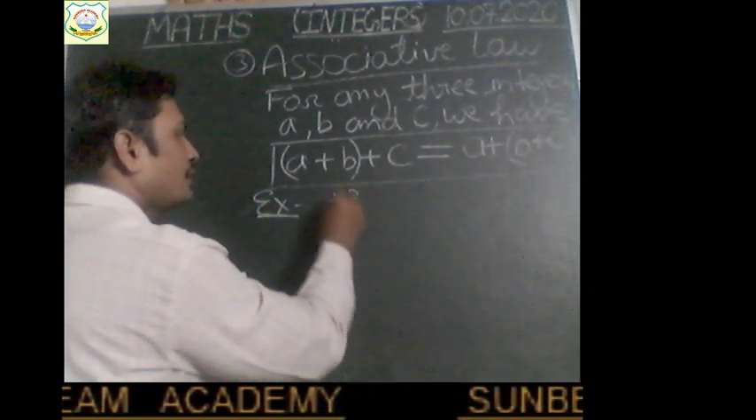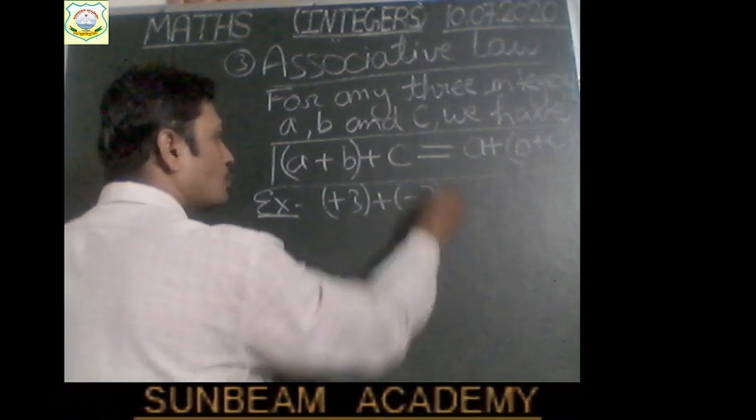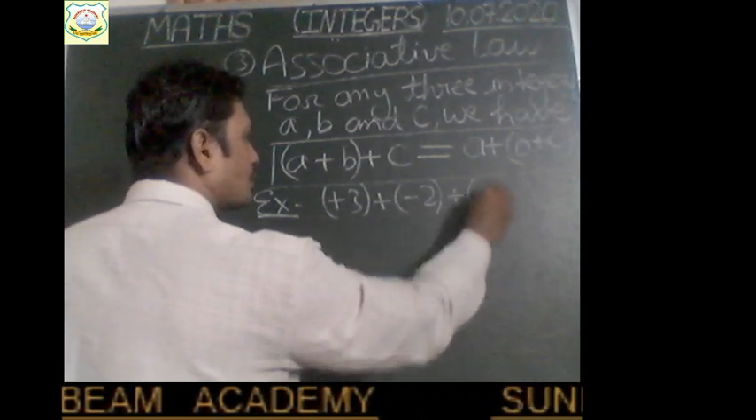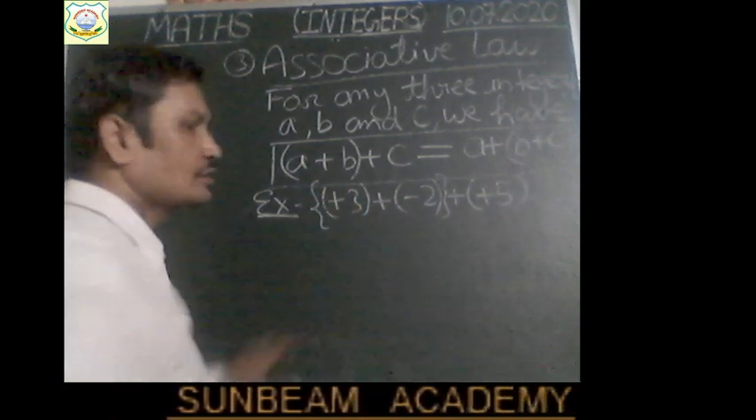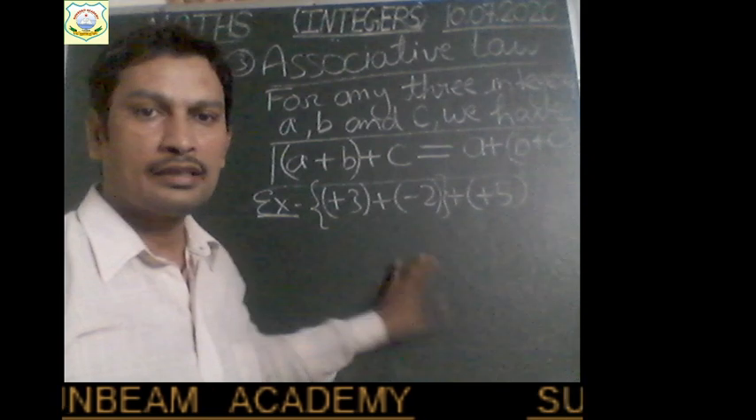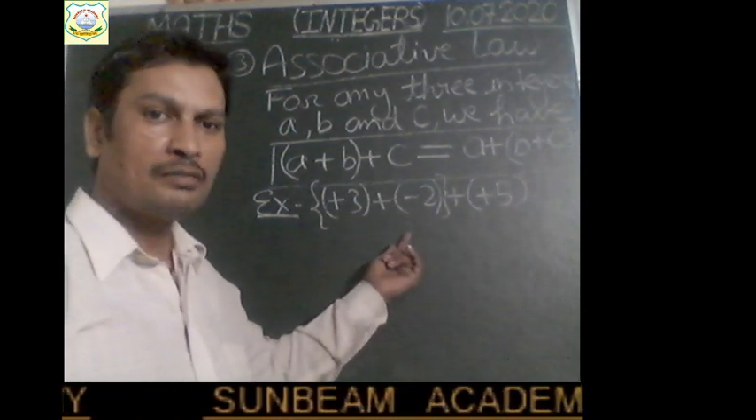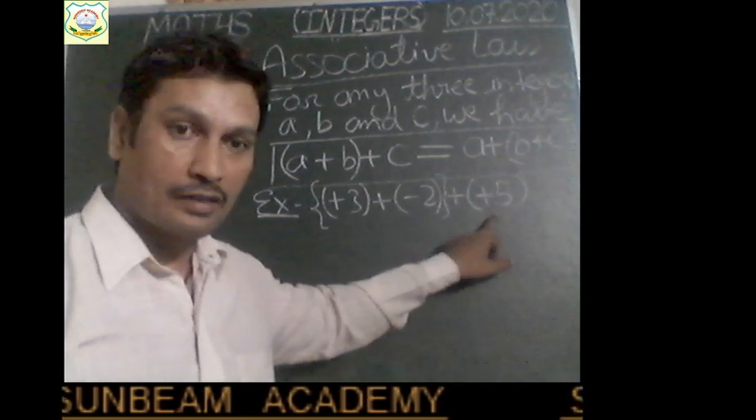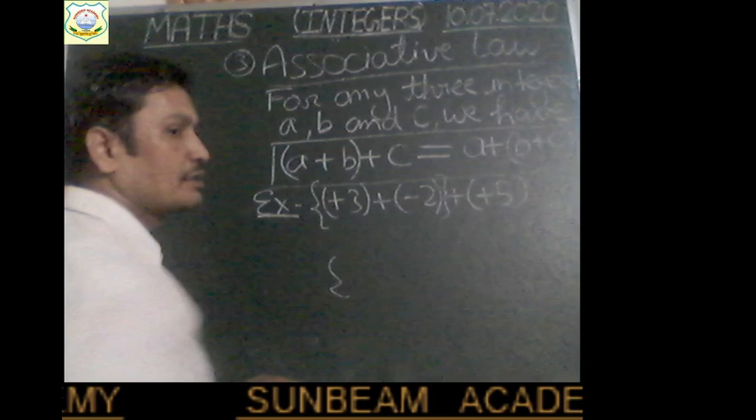Suppose plus 3, plus minus 2, plus 5. This is one way to add. Here I have added plus 3 and minus 2. We have to find their sum and then we will add plus 5 at last. Okay. And the second way, A plus B plus C.